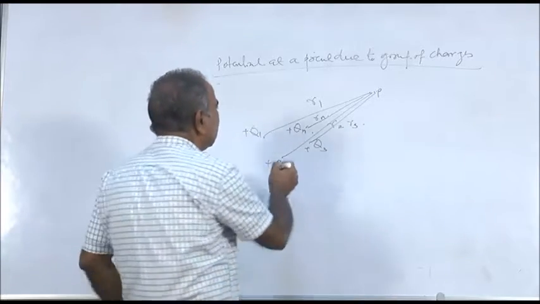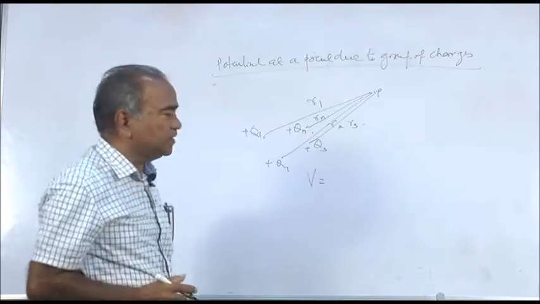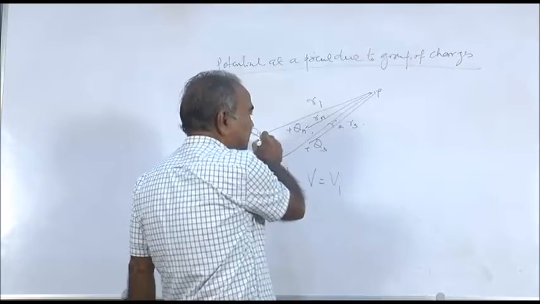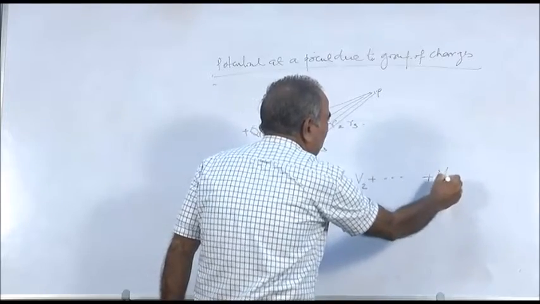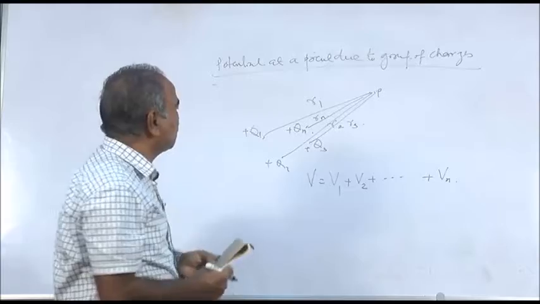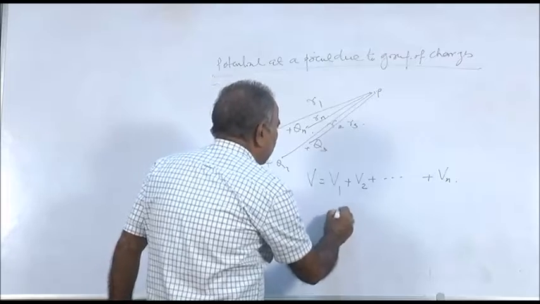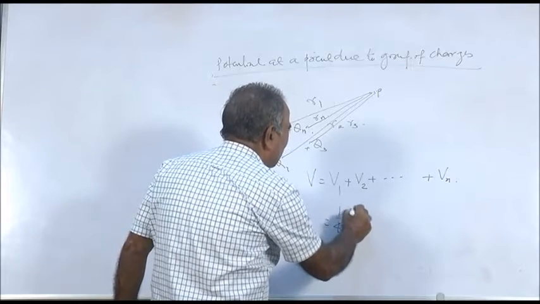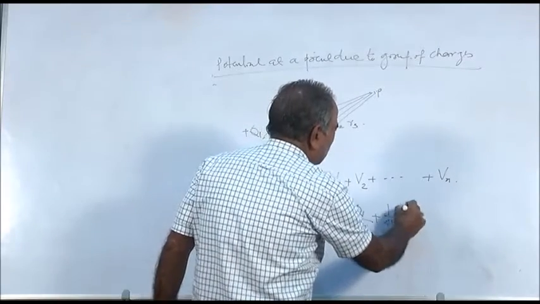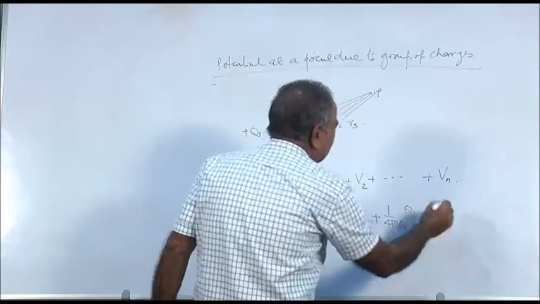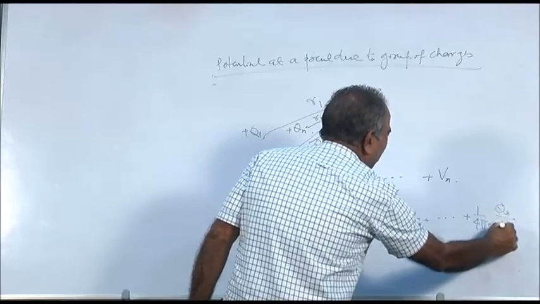Then the potential due to all these charges at point P, the total potential V, is equal to V1, the potential due to this Q1 charge, plus similarly the potential due to Q2 charge, and so on. This is the algebraic sum. If suppose there is a minus Q3 charge here, then that term will be minus. And V1, you know, is 1 by 4 pi epsilon 0 Q1 by r1. Similarly, this is 1 by 4 pi epsilon 0 Q2 by r2, and the last one is 1 by 4 pi epsilon 0 Qn by rn.